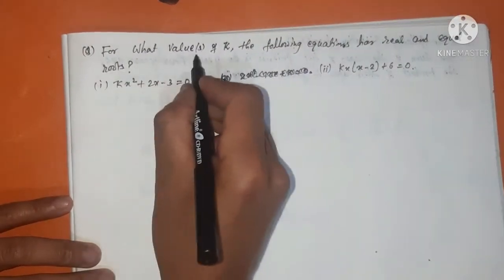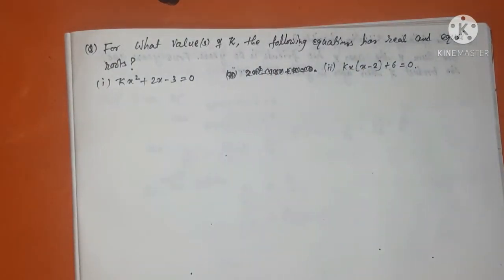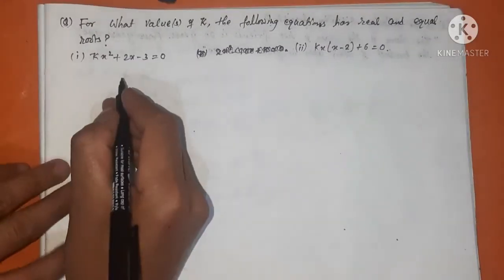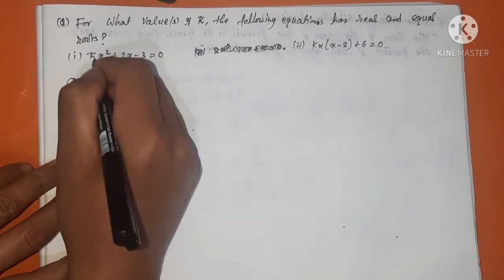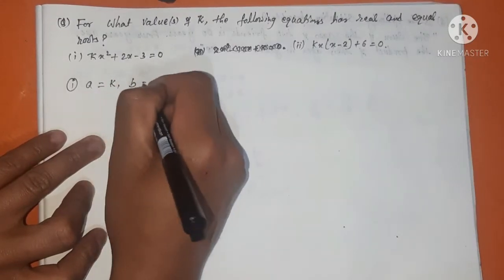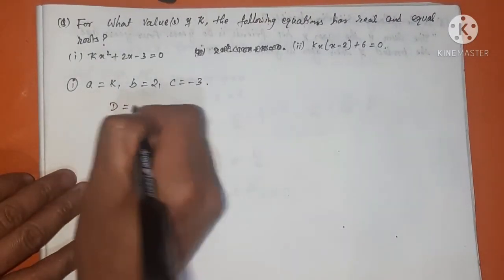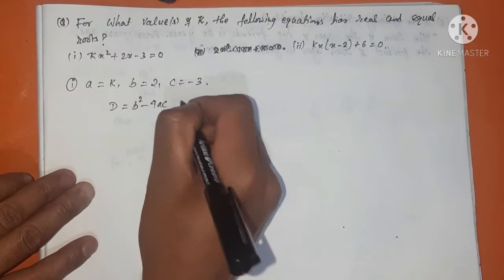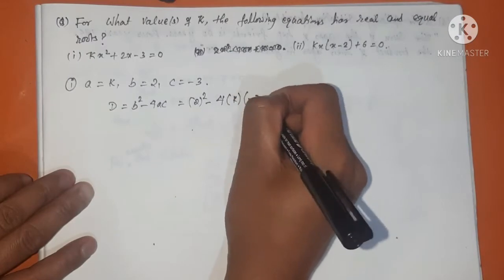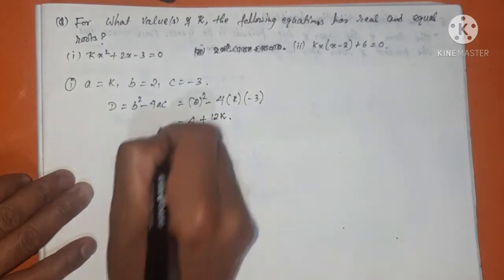For what values of k do the following equations have real and equal roots? They must have real and equal roots. So for that, what we are going to do, see here. In the first equation we have a equals k, b equals 2, and c equals minus 3, right? And d equals b square minus 4ac, that is 2 square minus 4 into a is k and c is minus 3, that is 4 plus 12k, that is the value of d.